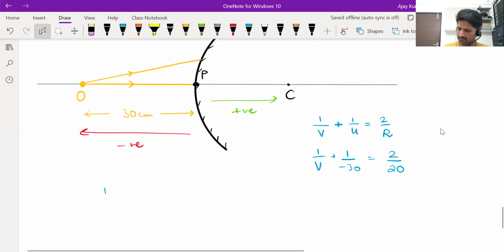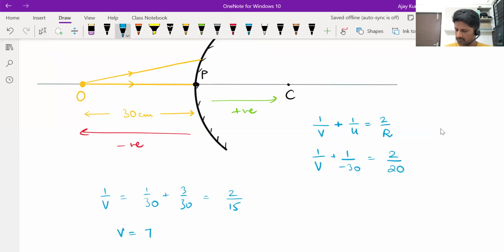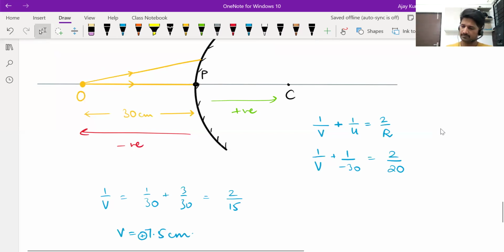You get 1 by v is equal to 1 by 30 plus 1 by 10. That's like 3 by 30, effectively becomes 4 by 30. That is 2 by 15. So v is 15 by 2 or 7.5 centimeters. And we get a positive answer. That means image is formed on the positive side. And it makes sense. Let's visualize the ray diagram.